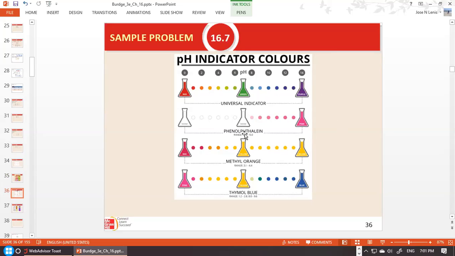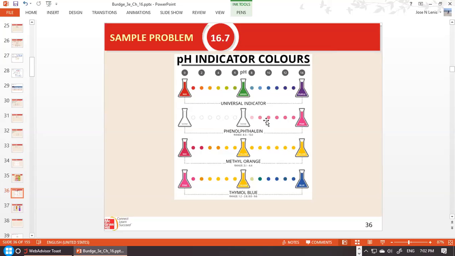More narrow change is this one. This is pure one. This is not a mixture, it's phenolphthalein. And that changes around 8.2, 8.3 from colorless to pink when the pH is 8.2 and above. Below pH 8.3, this indicator has no color, so it's clear, colorless in aqueous solution.